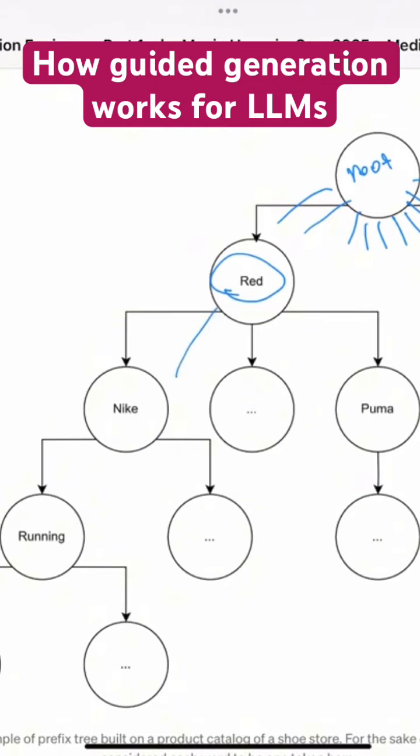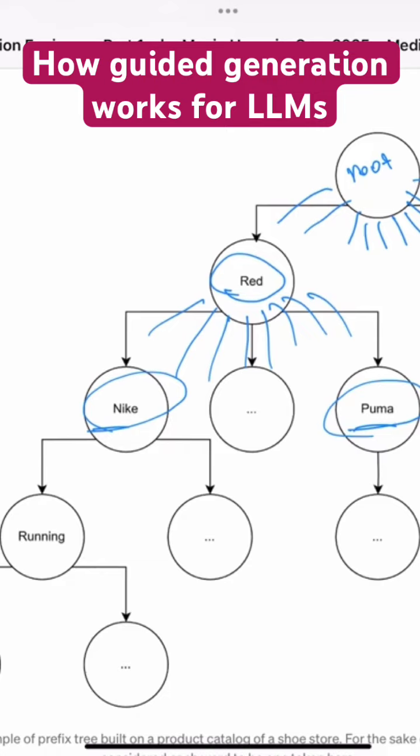Then you look here, it looks at all the other possible ways it can go. And there is Nike, there is Puma. So if it wanted to suggest Nike or Puma, it would have been fine either way. It was allowed because it is in your DB.